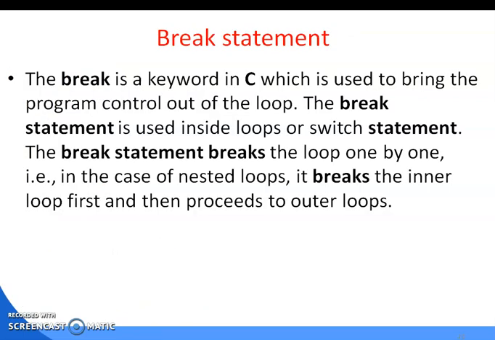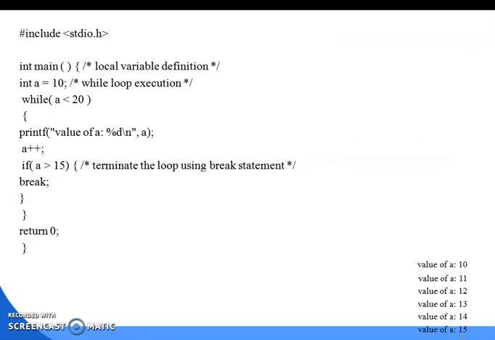Next, come to the break statement. The break is a keyword in C which is used to bring the program control out of the loop. The break statement is used inside loops or the switch statement. The break statement breaks the loops one by one. In the case of nested loops, it breaks the inner loop first and then proceeds to the outer loops. Here is a break statement example.